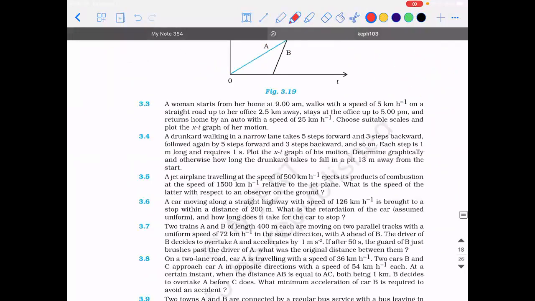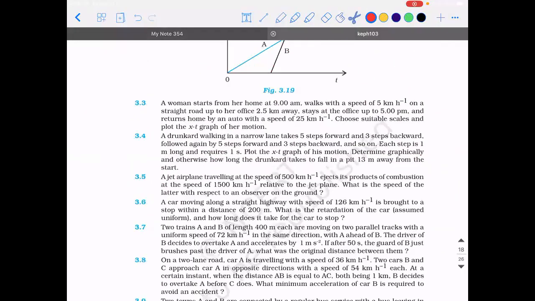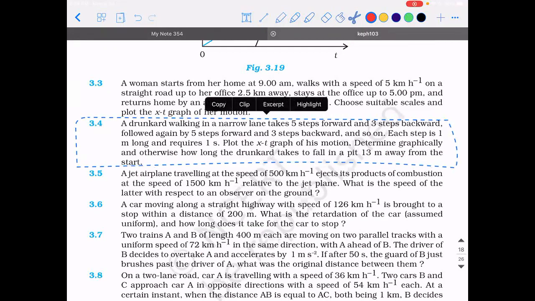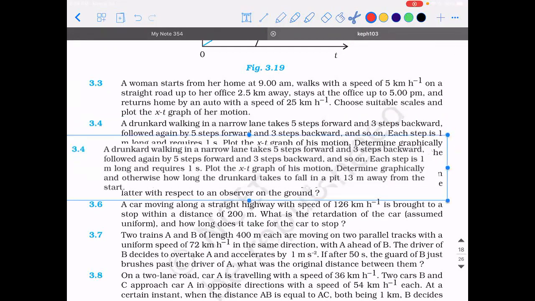Okay. Next. So there is a drunkard walking in a narrow lane, takes 5 steps back forward. 1 minute.